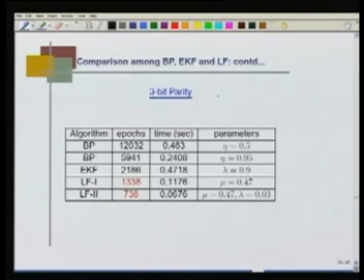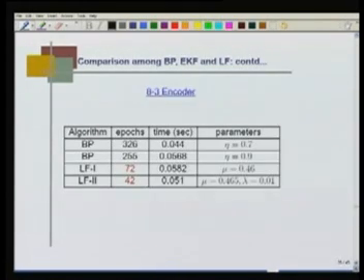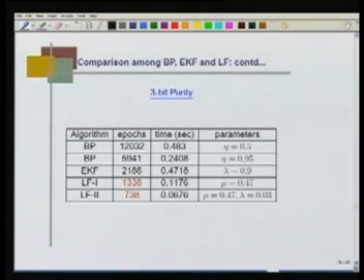For the 3-bit parity problem, again you can see that LF2 takes 738 epochs and LF1 takes 1338 epochs, whereas backpropagation takes a pretty long time: 5941 with eta 0.95, 12032 with eta 0.5, and so forth. Looking at computation time, LF2 takes 0.0676 seconds, whereas backpropagation takes 0.483 seconds for training. So, this is the 3-bit parity problem we talked about.